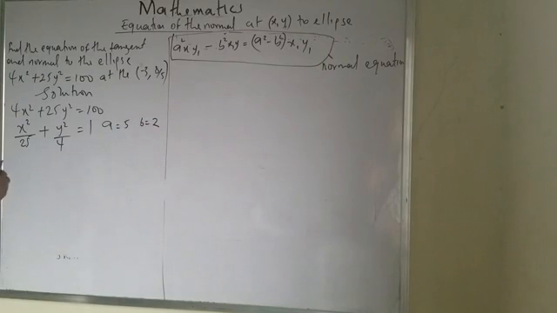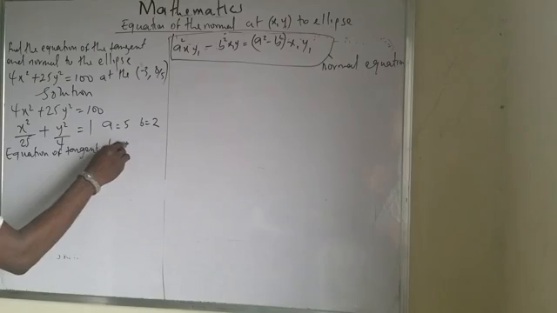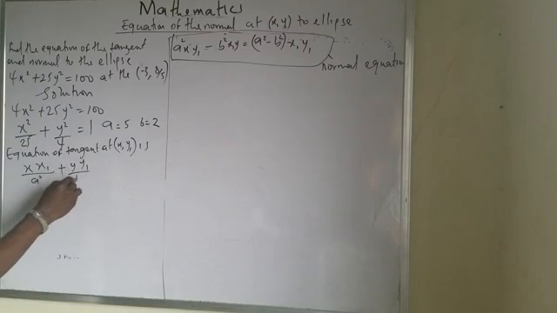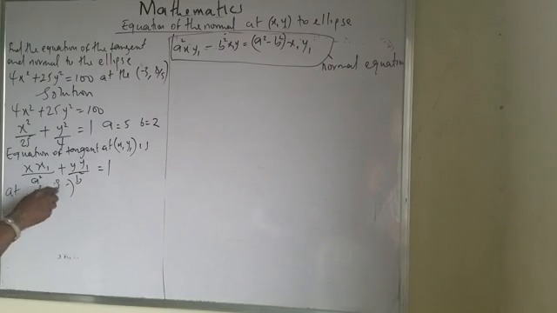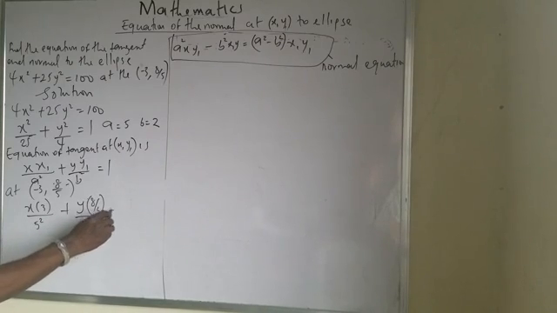Now, the equation of the tangent at (x1, y1) is x1 divided by a squared plus y1 divided by b squared equals 1. At (-3, 8/5), I'll be having x times -3 over 5 squared plus y times 8 over 5 divided by 2 squared equals 1.